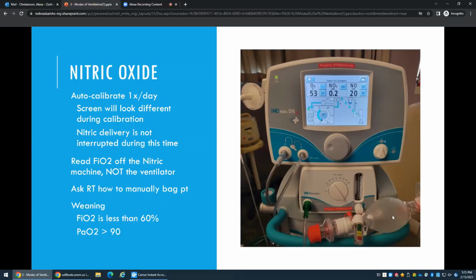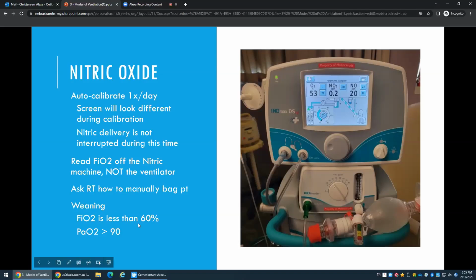If you have to bag your patient, talk to your RT about how to do that. It is a little bit different than pulling that Ambu bag off the wall. We want to bag with nitric if we have to bag that patient. So you do have to turn this little knob to get the flow going prior to bagging. If you do have to bag your patient, just call your RT and talk to them about that if it's the first time you've ever had nitric.